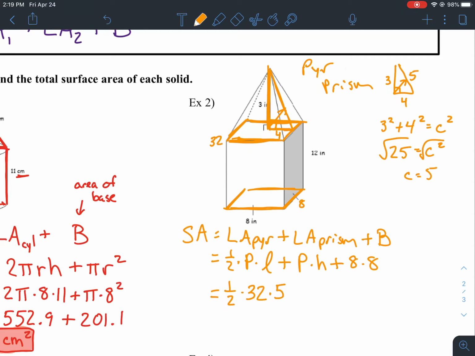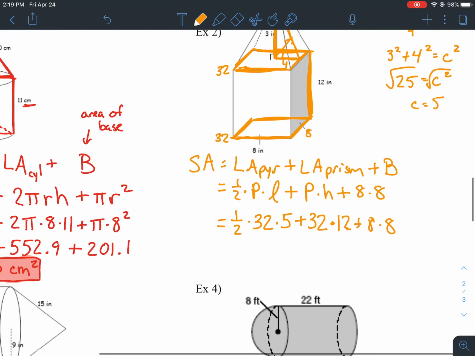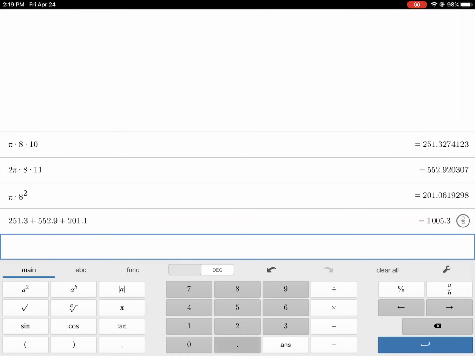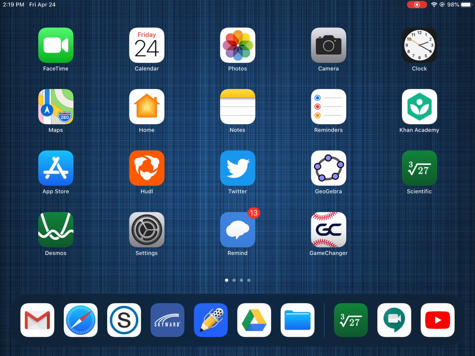Excuse me. So at this time, we've filled in what we needed to for the lateral area of a pyramid, plus the perimeter of the prism. Well, it's got the same values as the pyramid, so that's also going to be 32 times the height, which we can see along the side here is 12, plus, I'm just going to rewrite that, 8 times 8. So now we have all of our calculations. At this point, we put in our calculation. 1/2 times 32 times 5 comes out to be 80.